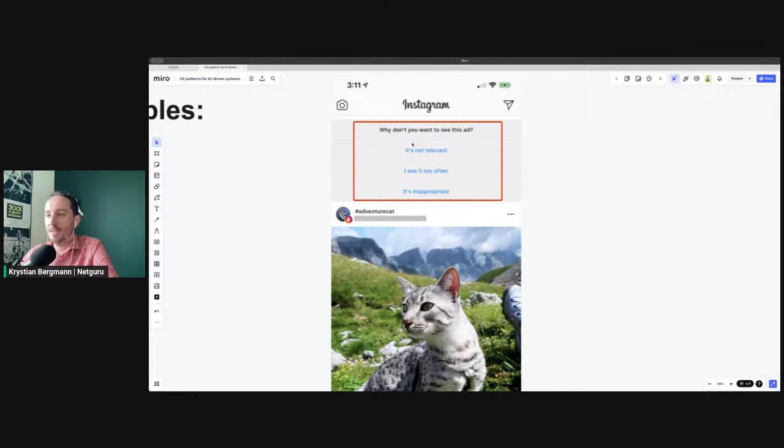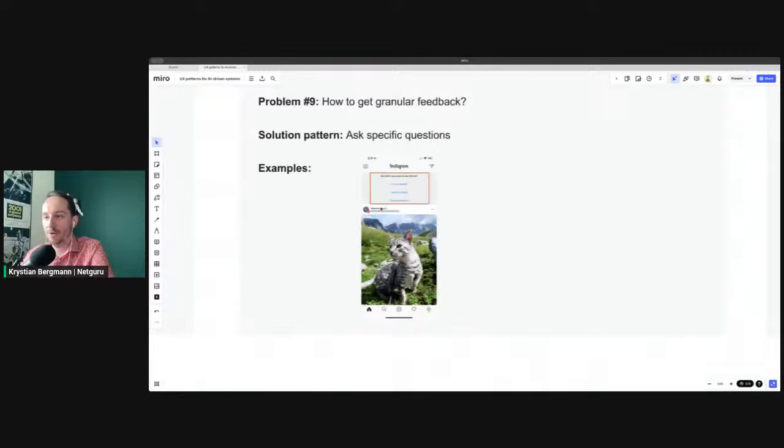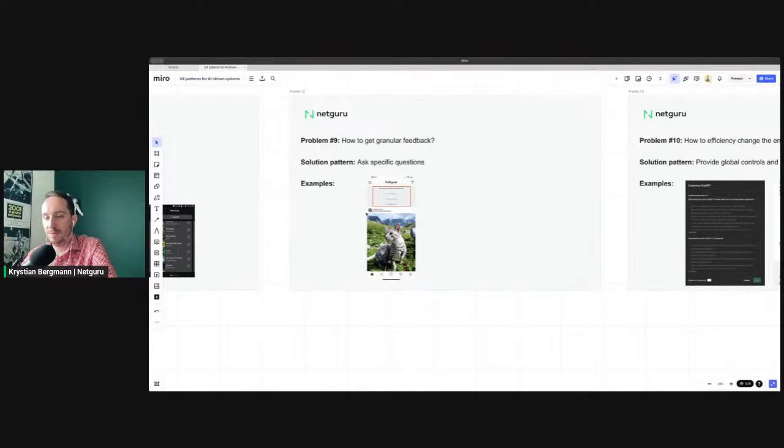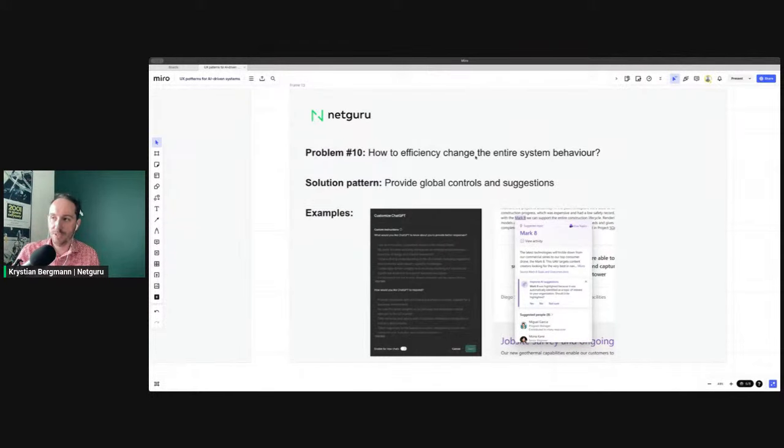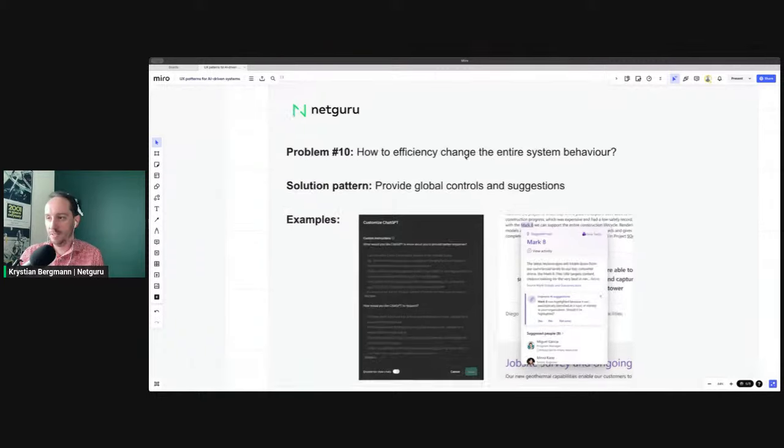So literally the interface can ask, why don't you want to see this ad? It's not relevant, it's too often, it's inappropriate, right? So it's giving this kind of granular feedback possibility for further analysis, right? And the 10th one, which is the last one, is how to efficiently change the global system behavior.